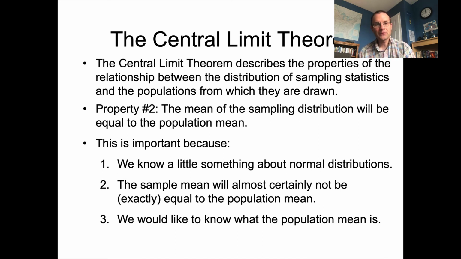And this is important because we know a little bit about normal distributions by now. This first point is referring back to property number 1. It's nice to be able to work with normal distributions because we can calculate things like z-scores in them. Also, we know that the mean of any individual sample will almost certainly not be exactly equal to the population mean, but we would like to know what that population mean is in a lot of cases. Again, not so much in linguistics, but in general research, it happens quite a bit that you want to draw conclusions about the properties of the population, or the parameters of the population, I guess you should say.